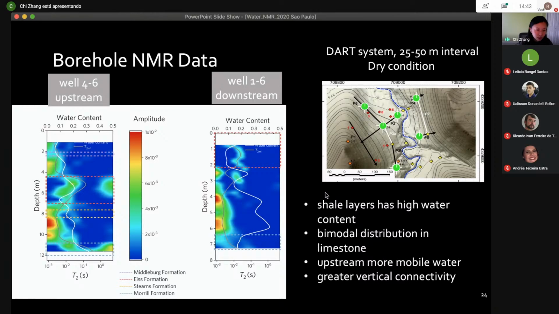So we can see the water content, relaxation time, as well as the T2 ML being labeled on these two figures. And we can see the shale layer has a high water content and some of the small pores. We also observe the bimodal distribution of the water in the limestone layers. And we also observe more mobile water in the upstream direction in this well 4-6. And we can also observe a great vertical connectivity from this wellbore here.